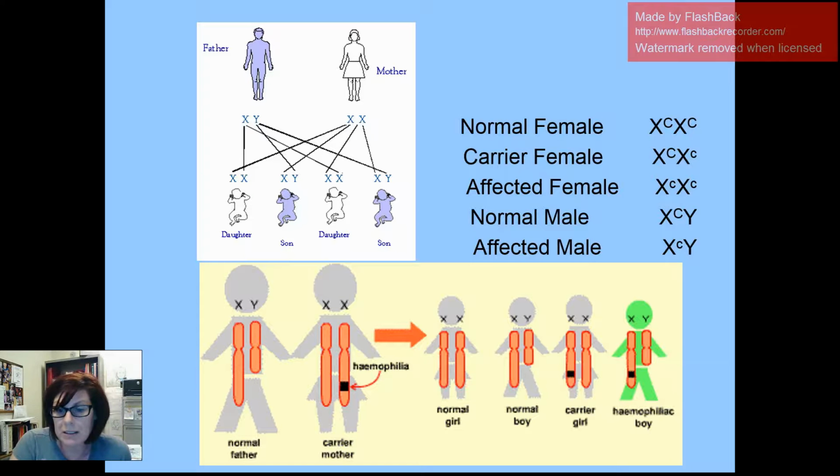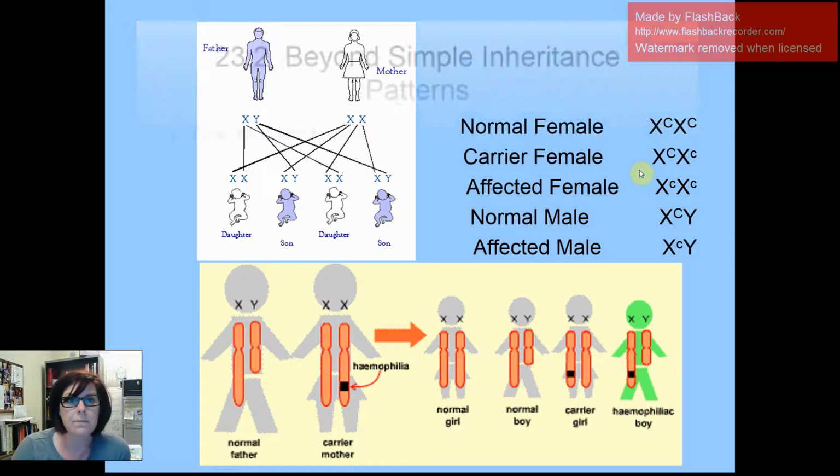Now, how can you get an affected female? An affected female, a girl having it, she would have to inherit, here's the affected female, she would have had to inherit one of these from her mom, so her mom must have been at least a carrier, and her dad had to be affected. So she has to get it from both parents.